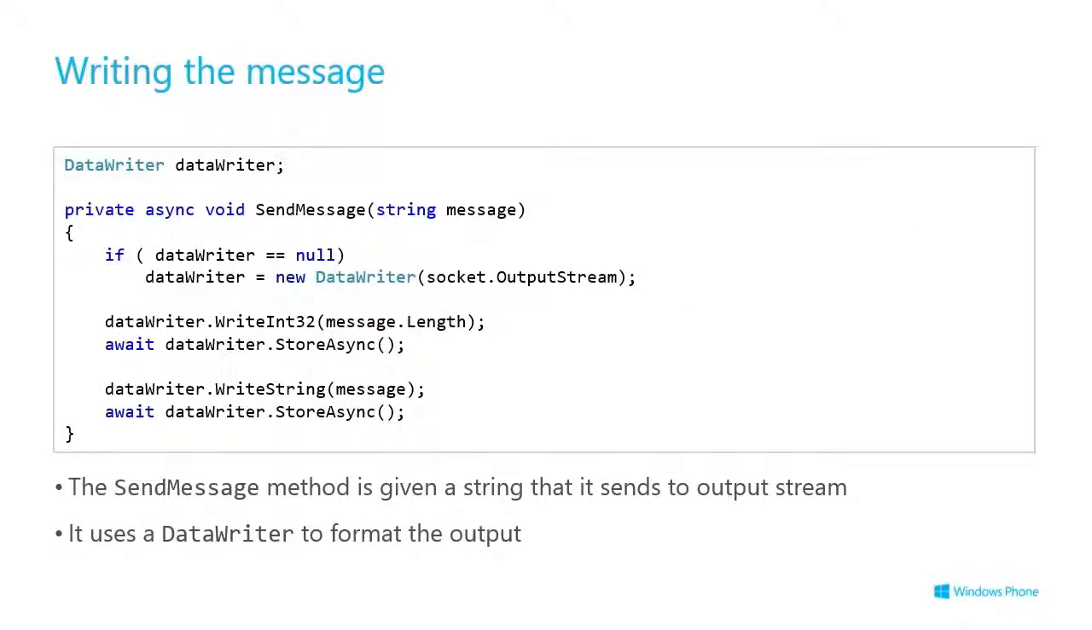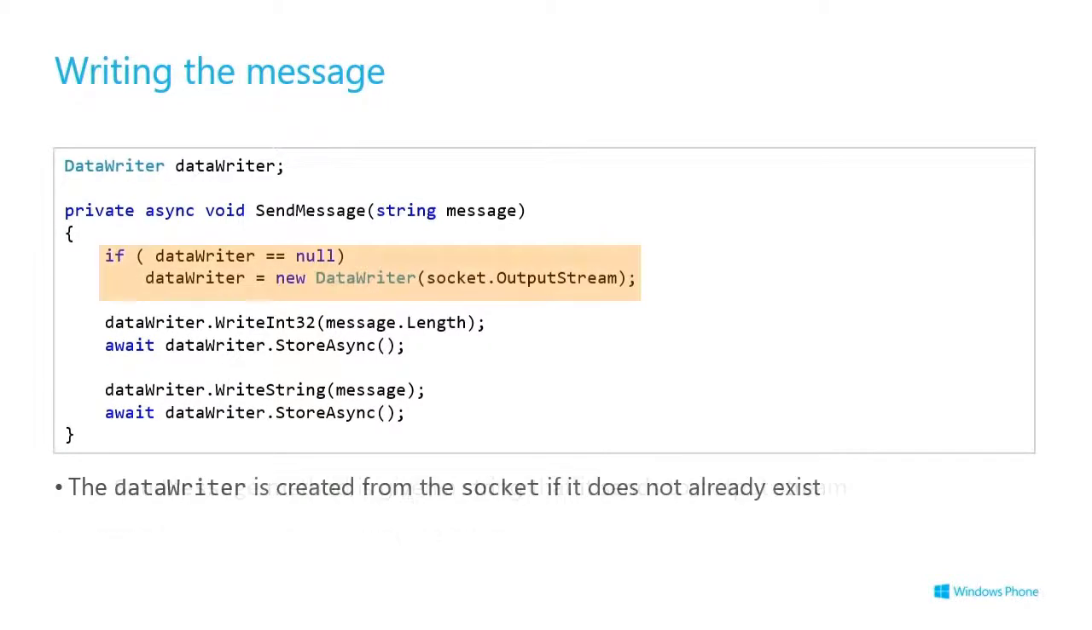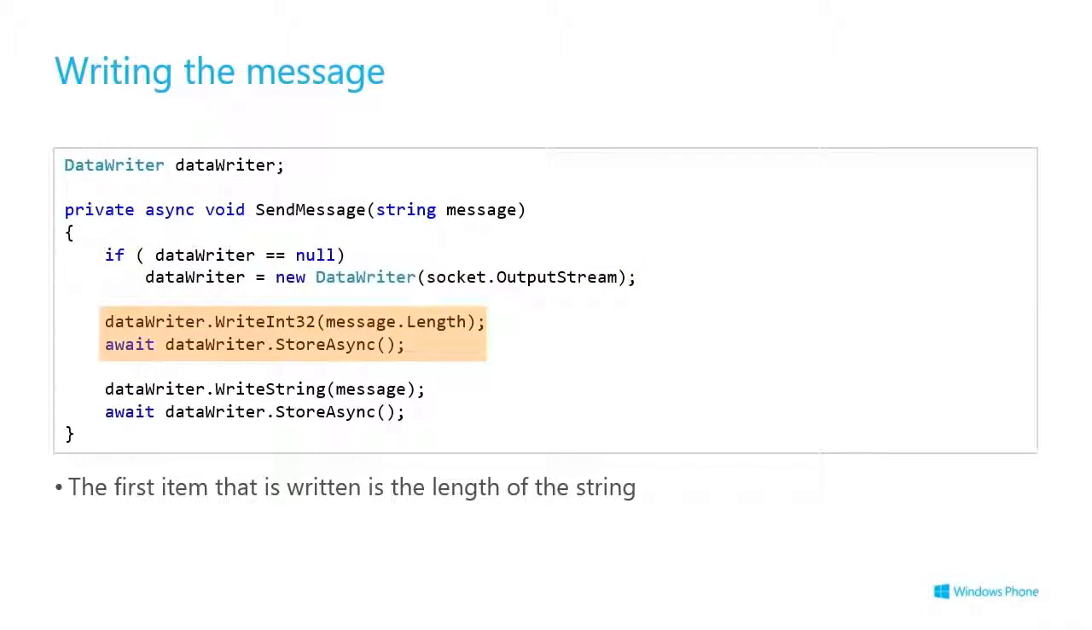On the sending side, we have a data writer. We new up the data writer. We write to that stream the length of the upcoming message, so we write an int32 to it. Store async, which actually writes it to the socket, so that gets sent over.